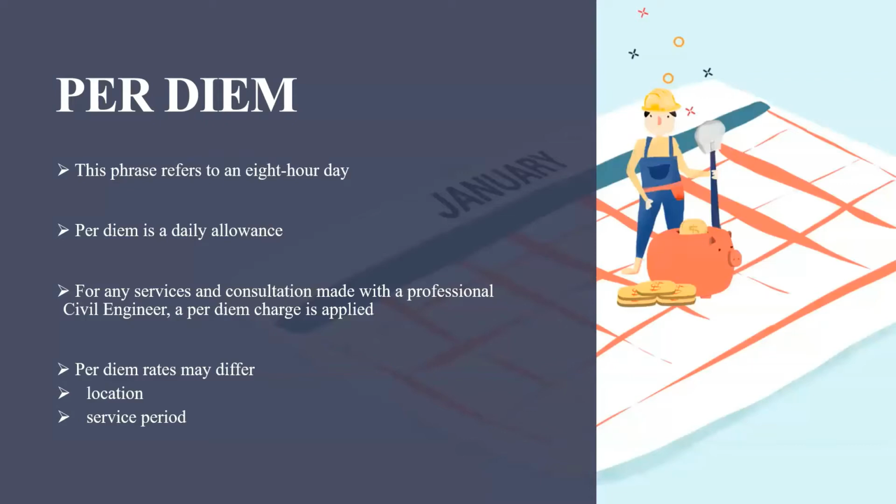For any services and consultation made with a professional civil engineer, a per diem charge is applied, incurred for each day represented. If the presence and participation of the civil engineer exceed a regular 8-hour day, which is based on the contract or agreement with the client, the rate of the per diem will increase correspondingly.